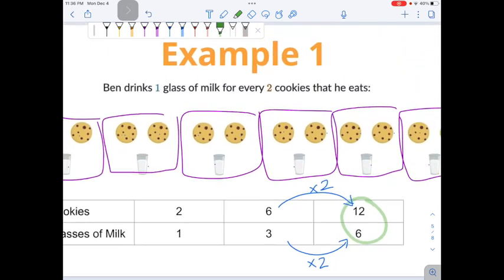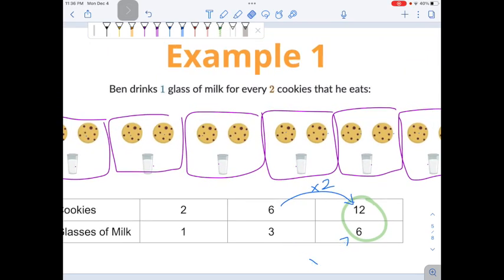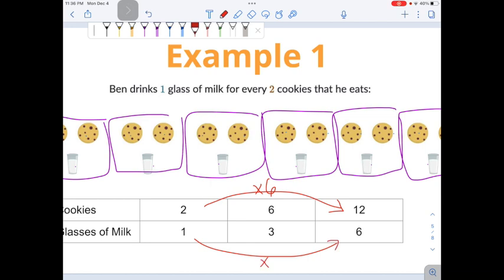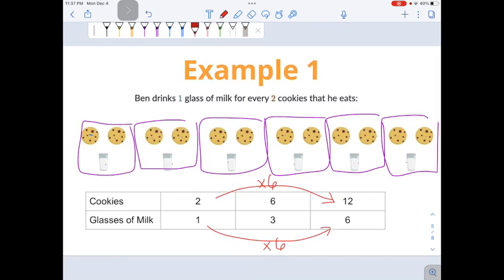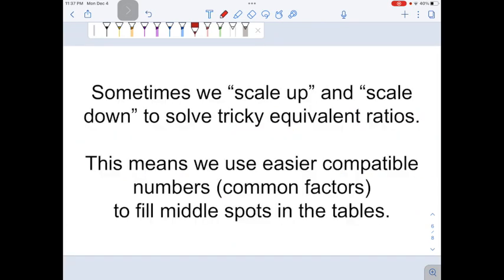In this problem, we also could have just jumped right from the very beginning and said 2 cookies times 6, because we repeated the pattern 6 times, is 12, and 1 glass of milk times 6, because we repeated the pattern 6 times, is 6 glasses of milk. Cool. Seems pretty easy, especially when there's a picture to help support us.